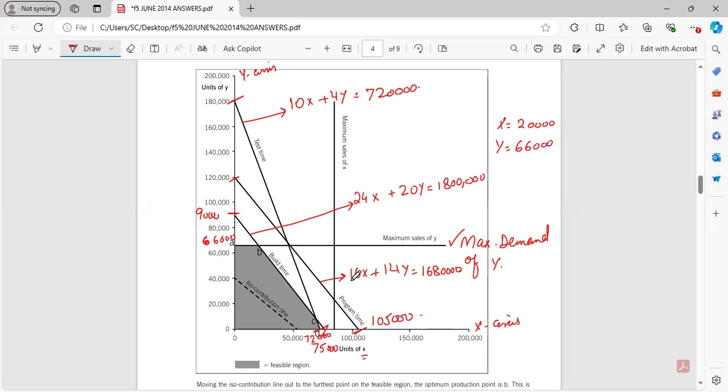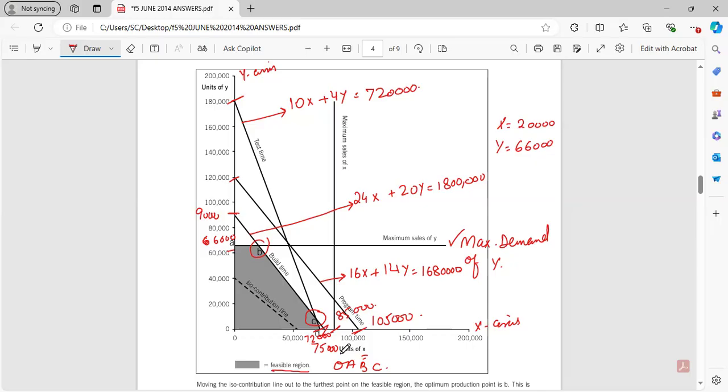Next is the maximum demand of X, which is here. This straight line indicates the maximum demand of X, which is 85,000. But now he says that there is an iso-contribution line or there is a region. This is O, we can call this point A. The point where we have an intersection is B. Here we have an intersection C. So we are saying O, A, B, C. This region is called the feasible region. Feasible region means profit maximizing region.